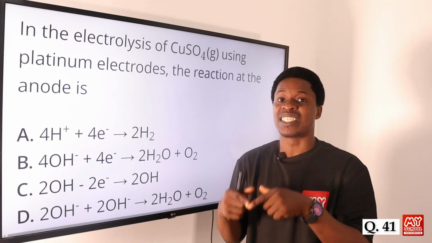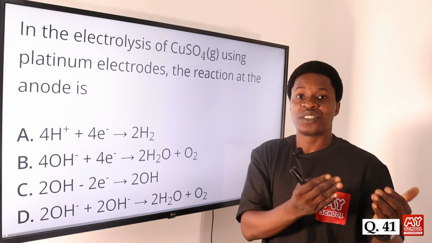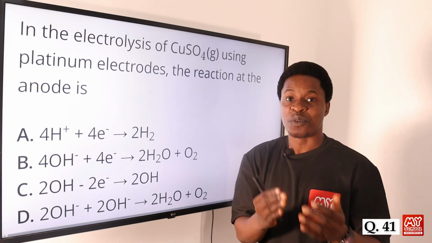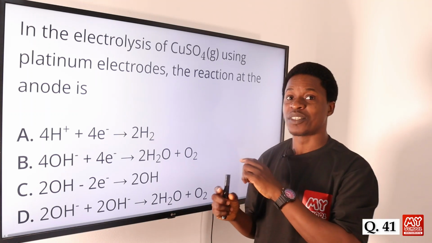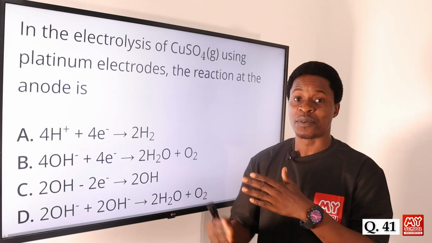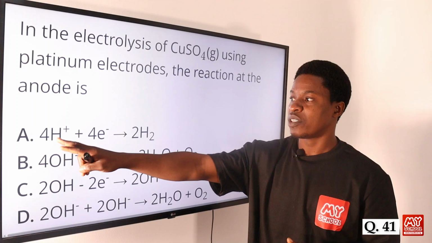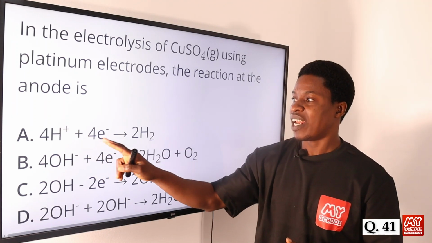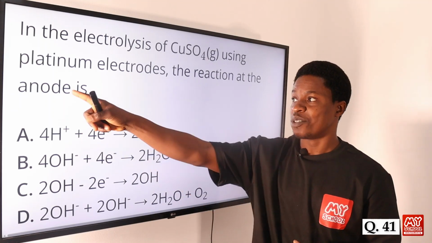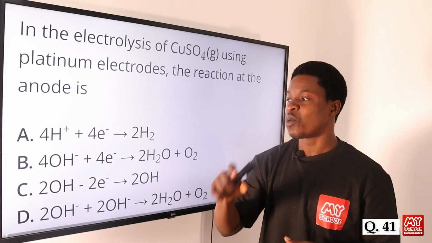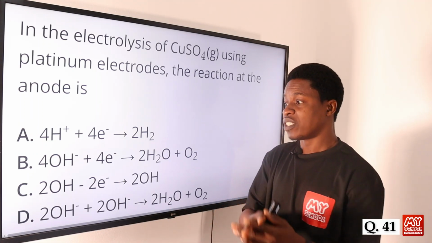So there's a decrease in charge, which means a reduction is taking place at the cathode for this reaction, while at the anode, water will be oxidized to produce oxygen, as well as hydrogen ions formed at the anode. That is what happens in this reaction. Option A says 4 moles of hydrogen ion is formed, with 4 electrons added to have 2 hydrogen. At the anode, don't forget, water is being oxidized to eventually form oxygen gas.